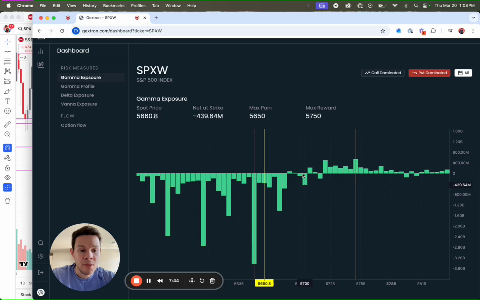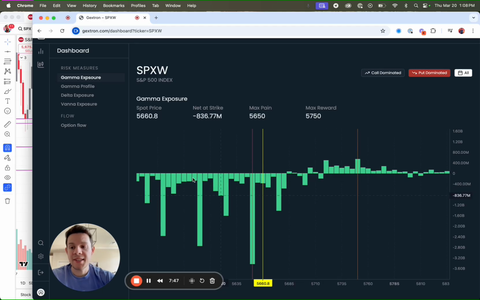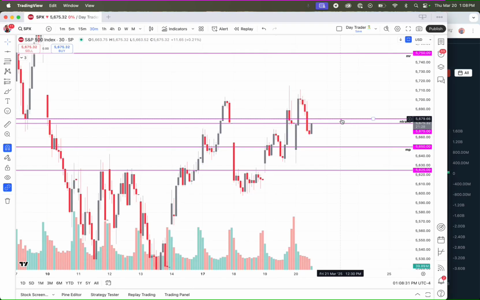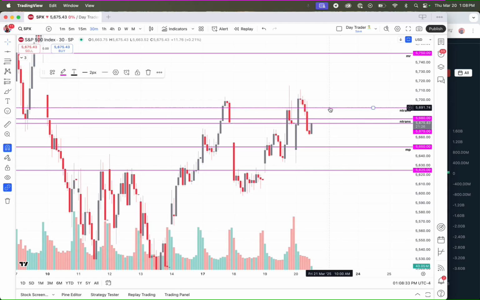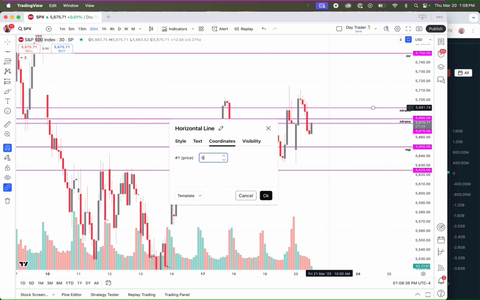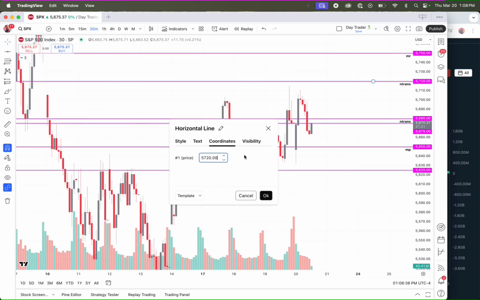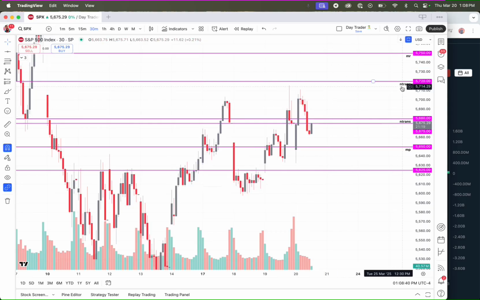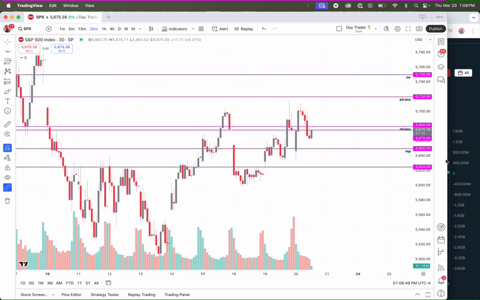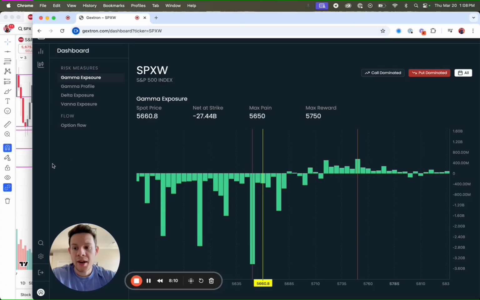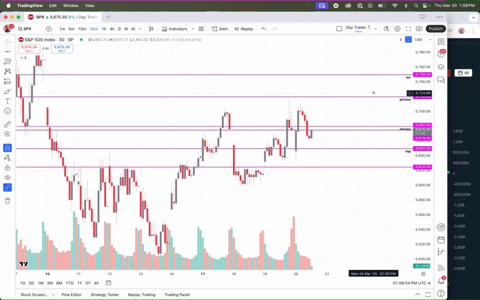So in this case, I'm going to mark P-trans right here at 57.20. And I'm going to copy this line. I'm going to say 57.20 is P-trans, and I'm going to label this as P-trans as well. So for me, this is to let you know, hey, this is where we become bullish when we're above P-trans, and this is when we become bearish when we're below N-trans.